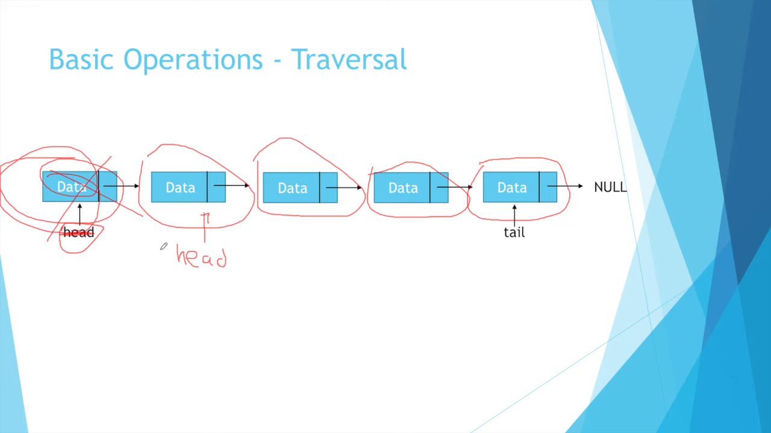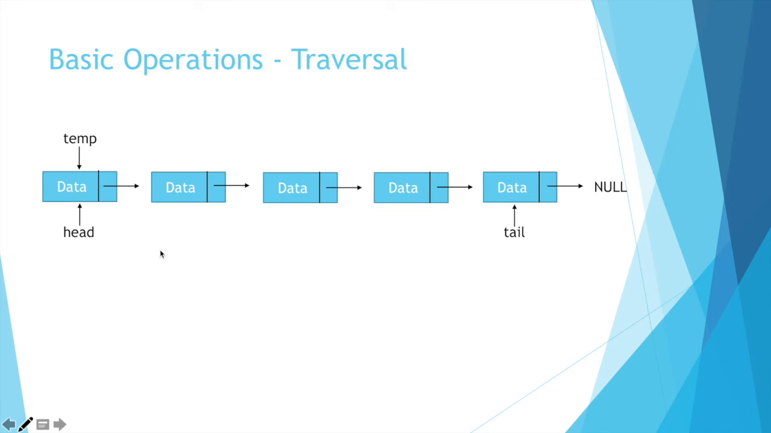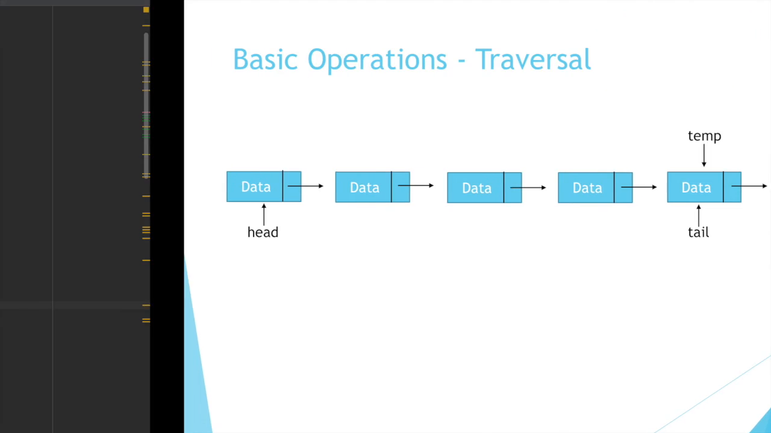So what is the solution for that? The solution is that we use a temporary variable. The temp will start off at the same location as head, and eventually we'll do temp equal to temp of next. You come here, then again temp equal to temp of next, and again temp equal to temp of next. This will run in a loop until temp of next is equal to null. Just as simple as that. So this is traversal, and let me show you the code now.